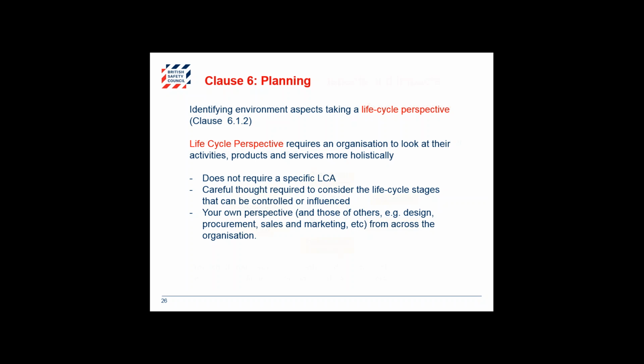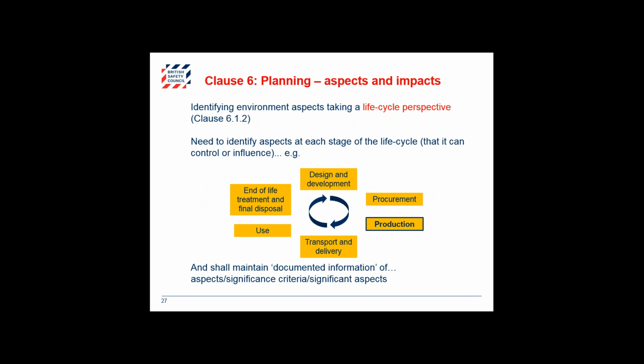And I suppose it's easiest just to illustrate this on the next slide here. So within the standard, later on in 8.1, there are links again with operational control, but it does talk about life cycle stages. It does identify design and development, procurement, production, transport and delivery, use and end of life treatment and final disposal. These are the life cycle stages that are identified or referred to within ISO 14001.